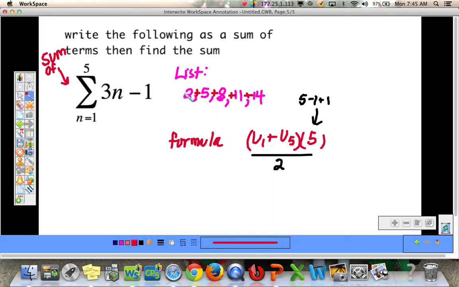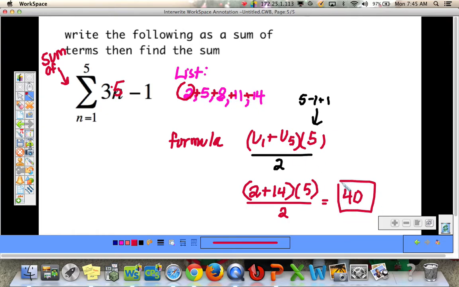So we're going to plug in, the first term was 2, the last term was 14. To get that, we plug in a 5 here. 3 times 5 is 15. 15 minus 1 is 14. Times 5, divide that all by 2. And if we do that, we get 40. So if we were to add all these together, we would get 40. Or if you want to plug into the sum formula, you would get the same answer, 40.